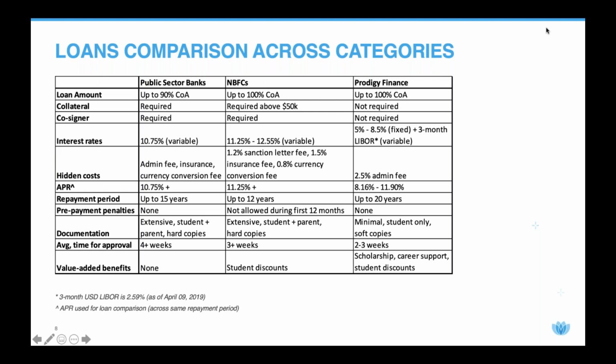Similarly, for NBFCs, it would be almost similar. With Prodigy Finance, we have a one-time admin fee of 2.5%. For example, if I was borrowing $40,000, my one-time admin fee would be $1,000 to Prodigy Finance, and this is built into the loan. That is, you do not pay for it upfront. We just add it to your loan account. And if you ever want to pay this off, you can make any sort of repayments, or in this case, prepayments, after your first disbursement.